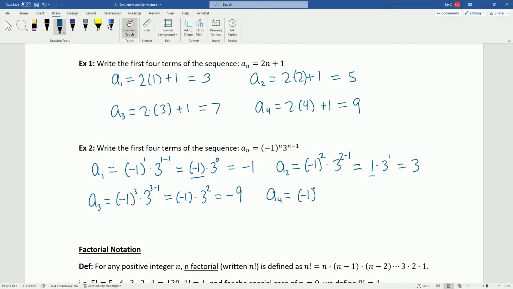All right, now we look at negative 1 to the 4th power times 3 to the 4 minus 1 power. Negative 1 to the 4th power is 1. 3 to the 4 minus 1 is 3 to the 3rd power. 3 to the 3rd power is 27. All right, that's it for that one.